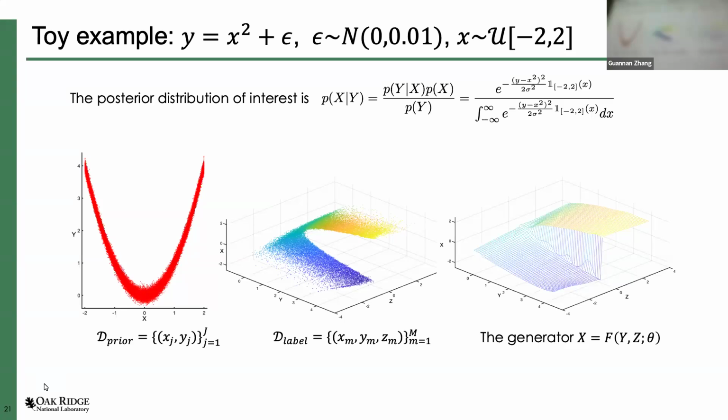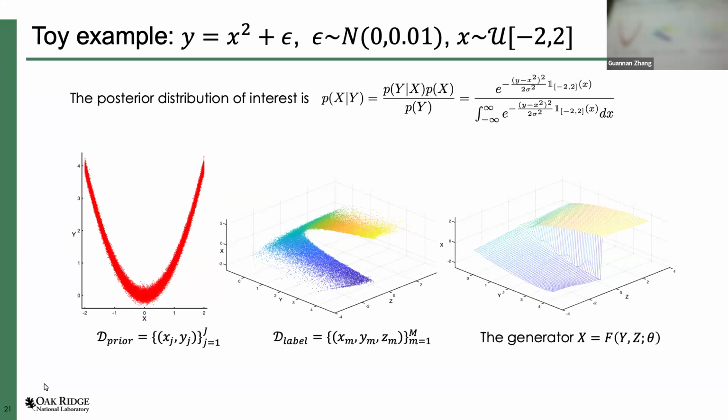And what we wanted to do is to quantify the conditional probability of x given y. Basically, for a given y, we have a bimodal distribution. That's the distribution we want to handle. And then this is the map. This is the label data we generated by adding the observation data as another input of the generative model.